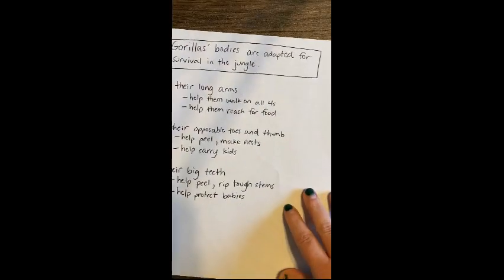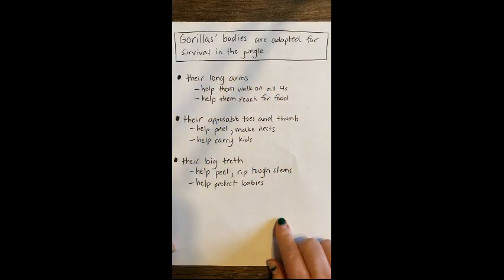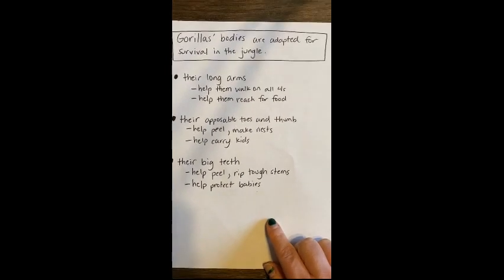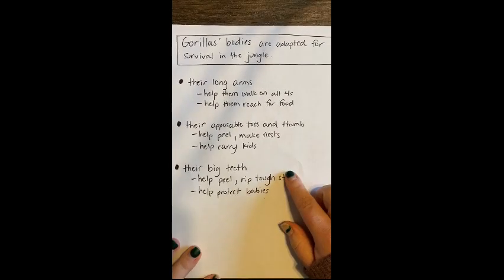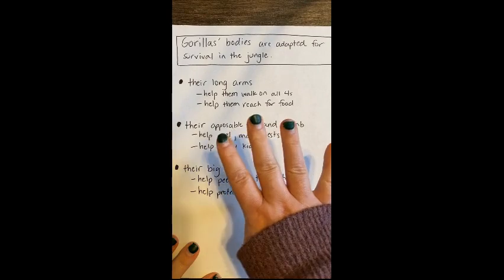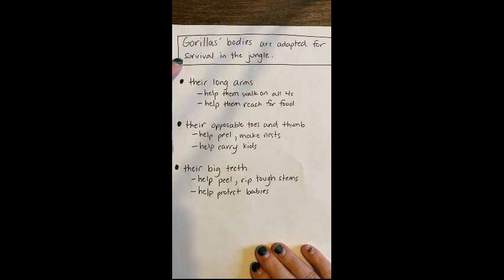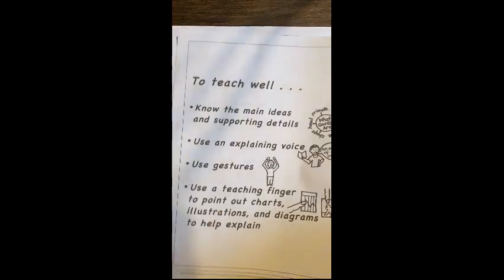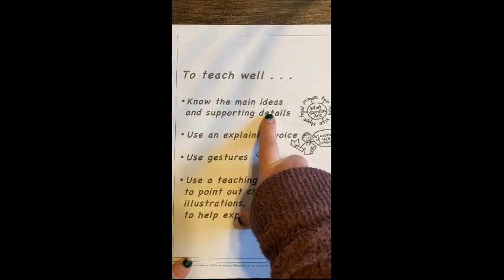After I read that section in the book, I really thought about the main idea of it and the details that proved that. And I wrote that information here. We're going to be learning later this week how to write the main idea and details on a chart like this. But for now, you can just use our hand strategy with the 5 fingers, or you can try and write it down if you'd like to. So my main idea is going to be that the gorillas' bodies are adapted for survival in the jungle. And these are my 3 details of how I know that that's true. So, as you can see, I already have step 1 down. I already know what the main idea and supporting details are going to be.